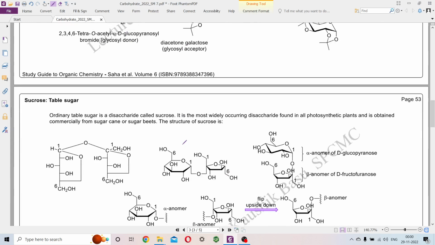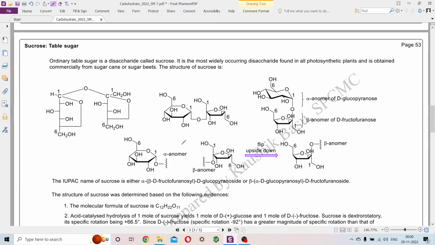Okay, so let's now move to our common disaccharide that we know, that is the table sugar sucrose. Ordinary table sugar is a disaccharide which is known as sucrose. It is the most widely occurring disaccharide found in all photosynthetic plants, and it is obtained commercially from sugarcane or sugar beets. The structure of sucrose in Fischer projection formula looks like this, and if you draw the Haworth projection formula, then it looks like this.